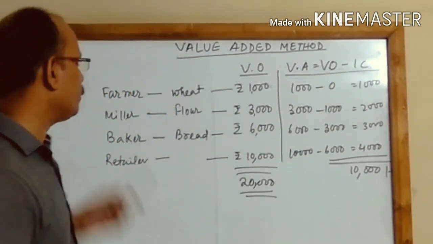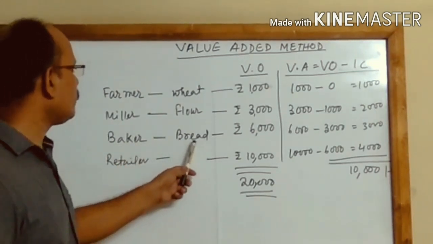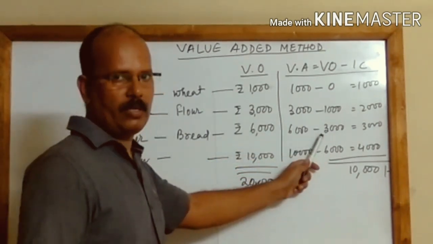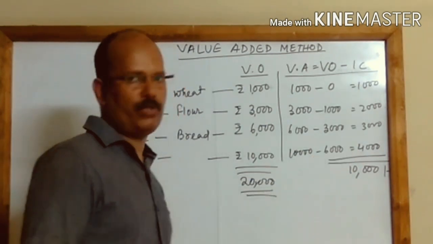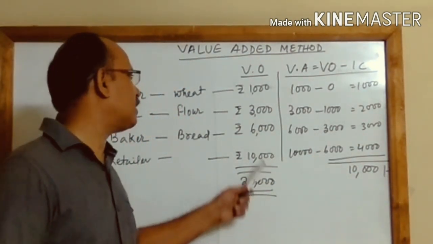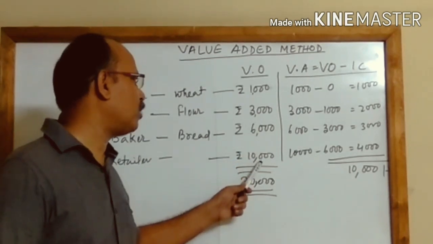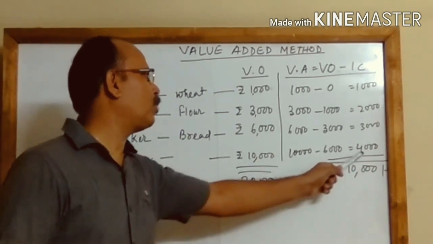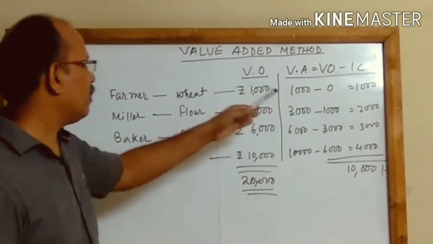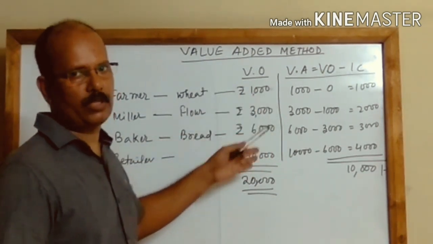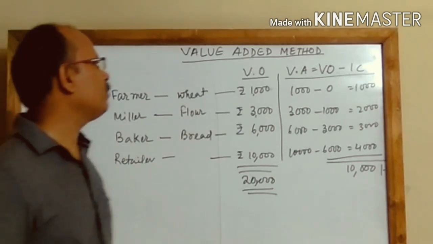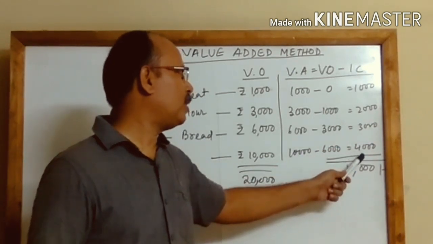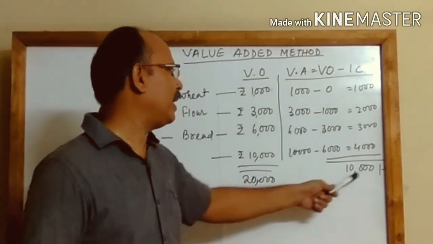Next, the bakery owner has produced bread of rupees 6000. His intermediate cost is 3000. So here he has added a value of 3000 rupees. Next, the retailer has purchased the bread at rupees 6,000 and sold it at 10,000. So he has added a value of 4,000, that is 10,000 minus 6,000 equal to 4,000. So there are four stages in this production process up to final production, and we will have to calculate at each stage the value added: 1,000, 2,000, 3,000, 4,000. If we add up all the value added, we will get 10,000.